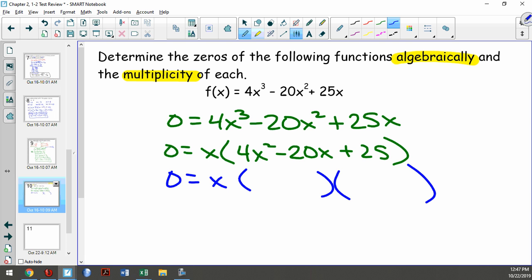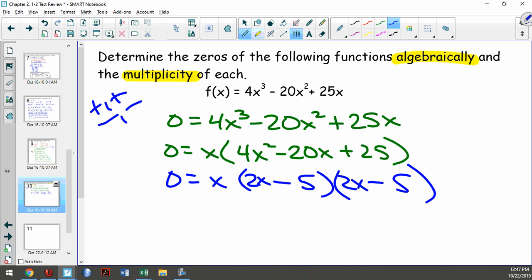So how do I break down 4x squared? 2x and 2x. How do I break down 25? 5 and 5. And I need to have a positive 25, so that means my signs are plus, plus, or minus, minus. How do I know which one? The middle sign. Guess what? Do I have 2 binomials that are exactly the same? So what's the multiplicity automatically going to be of that?